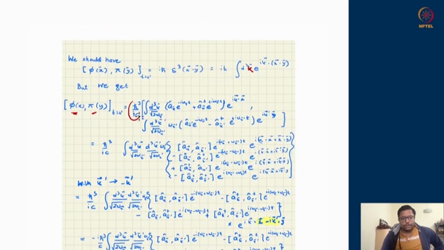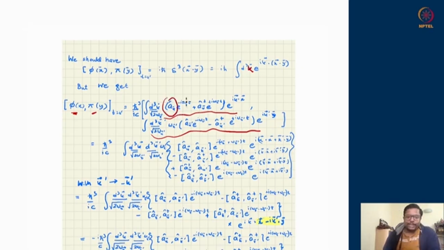This h bar cube to the power divided by iota c will come from the root h factor, which was coming from phi, and remember pi was coming with root h times h square by iota c. So together they will give you this h bar cube iota c kind of thing, which is outside. Then inside I will write down all the operators with their coefficients. So this is the operator description for phi, and this is the operator description for pi. Each one of them is an integral over all k's. So I have written two different integrals, k and k prime integrals. Operator parts are only ak's and ak daggers. So these are the operators.